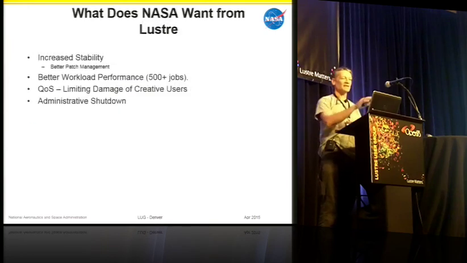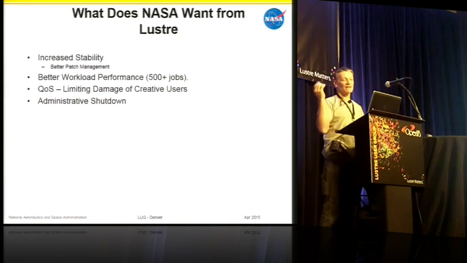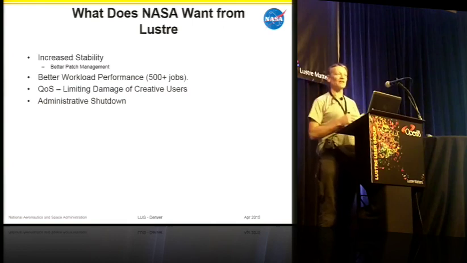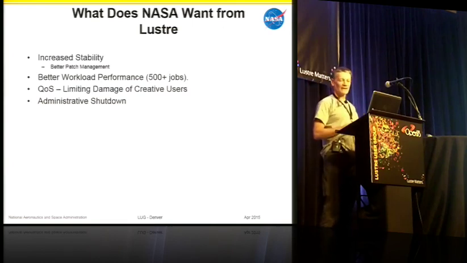I think this is the final slide. So what we'd like to see: increased stability, better workload performance when you're doing 500 things at once, QoS, sort of limiting the damage of creative users, and an administrative shutdown. I'd really like that administrative shutdown feature, something at the Lustre layer that lets me flush all the caches so I don't actually have to suspend all the user processes. I think that's something we've talked about. So that concludes my talk.